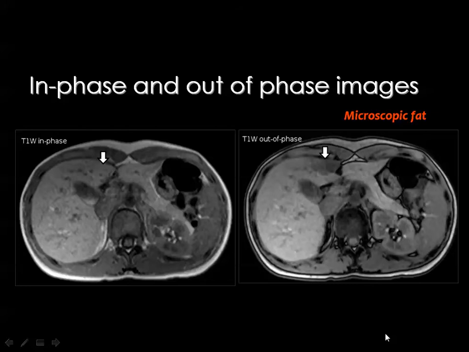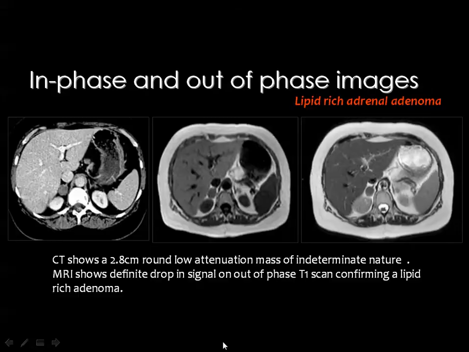Also, if you see a lesion in the in phase, in here you see this focal lesion, which is not actually clearly identified in this T1 weighted image, but in the out of phase image you see this area of low signal representing microscopic fat in this part of the liver.